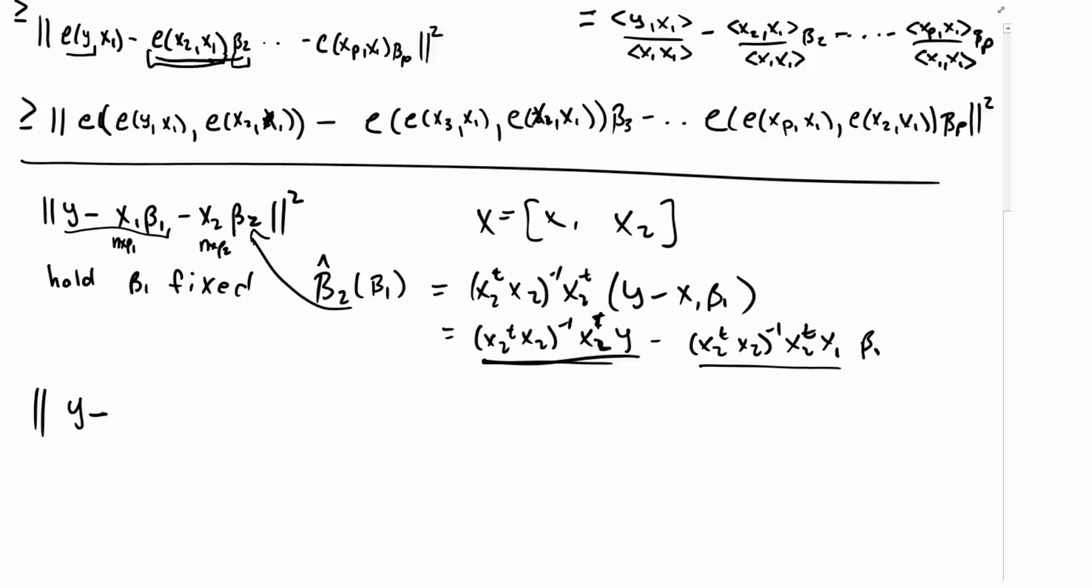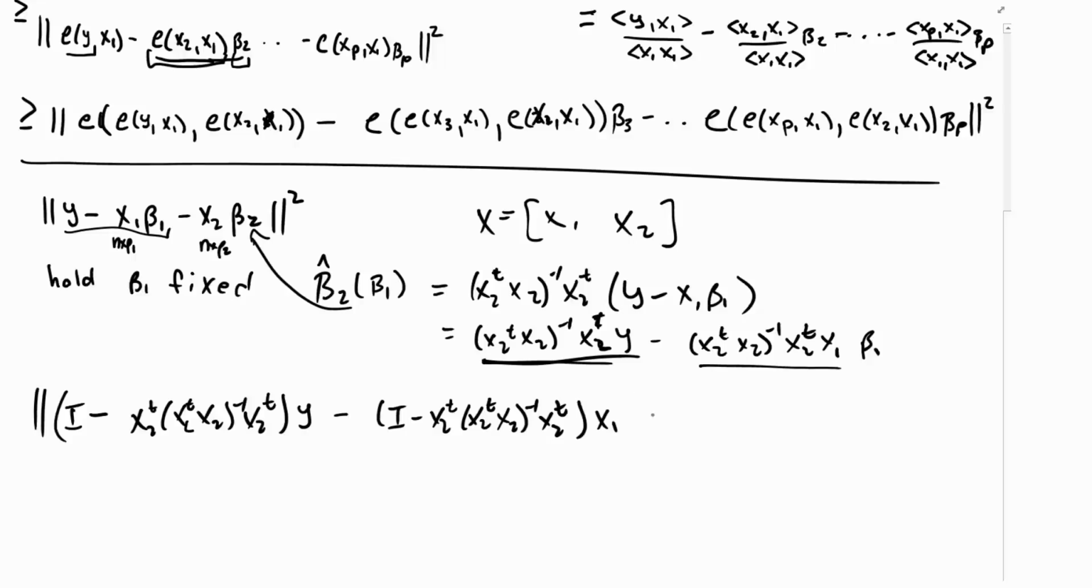I get y minus the hat matrix for x2, x2 transpose x2 inverse x2 transpose y, and I'm going to just write this out in a more convenient form as I minus that times y, and then minus I minus x2 transpose x2 inverse x2 transpose times x1, and then beta 1. Okay, so now what is this? This is the residual of y having regressed out x2, and this is of course smaller than our original equation. And this is the residual for every column of x1 having regressed x2 out.